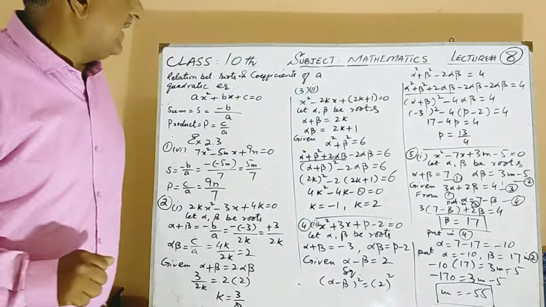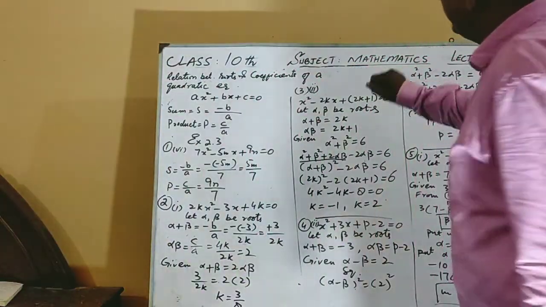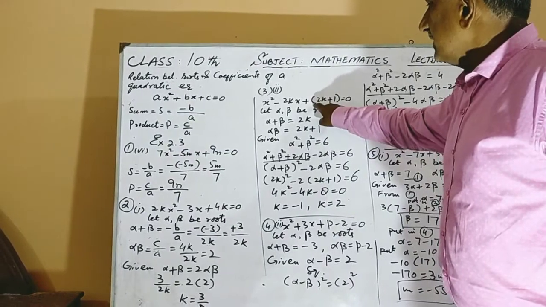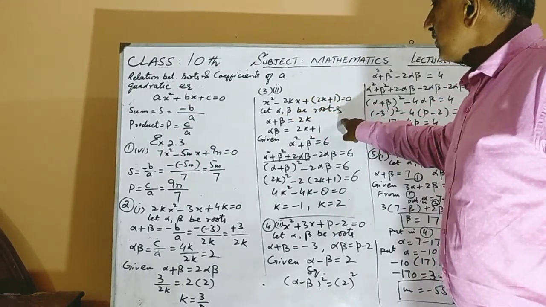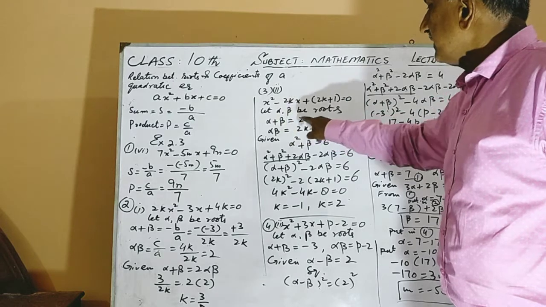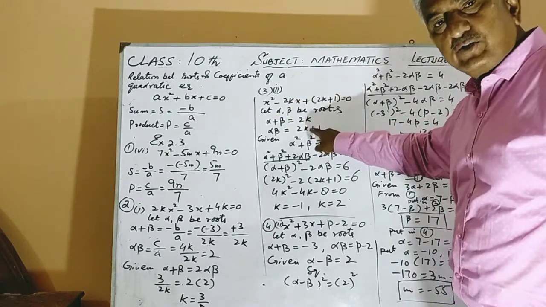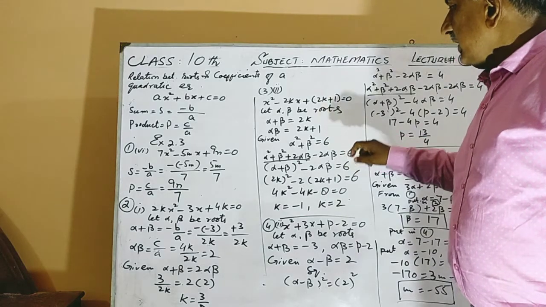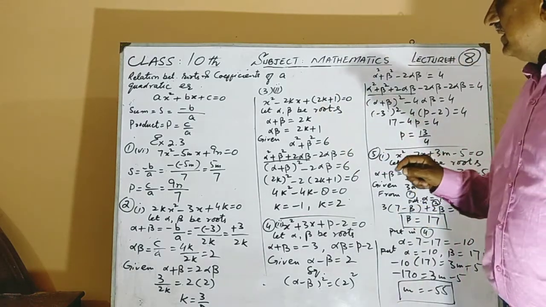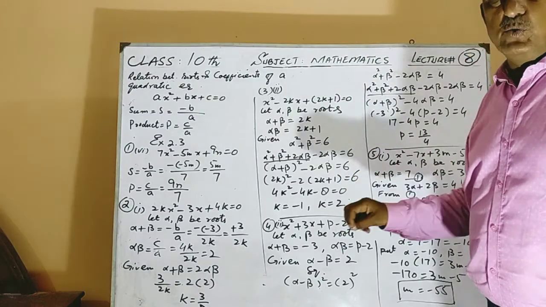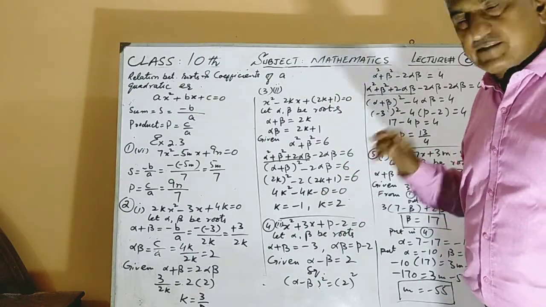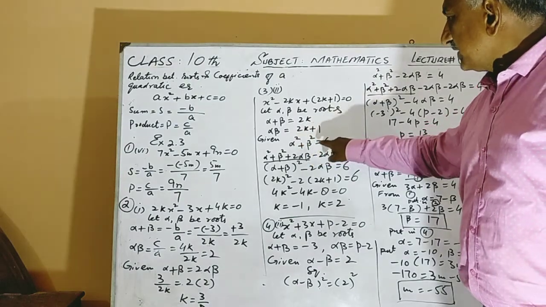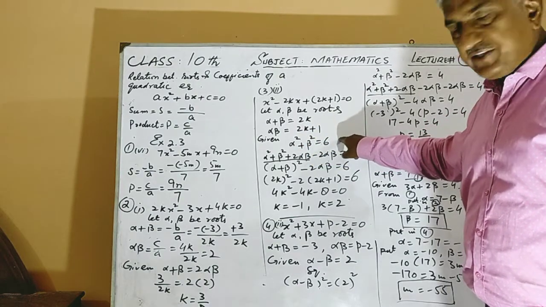Okay. Now, in question 3, again we have a quadratic equation. Let alpha and beta be the roots of this equation, then alpha plus beta is 2k, alpha beta is equal to 2k plus 1. Now, the given condition is that the sum of the squares of the roots is equal to 6. So alpha square plus beta square is equal to 6. This is the given condition.